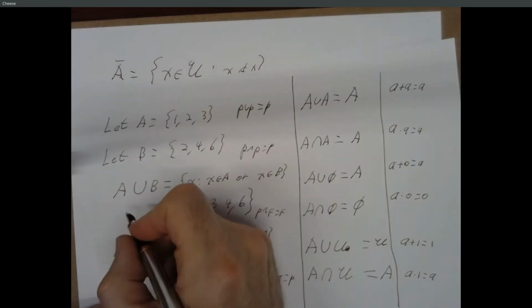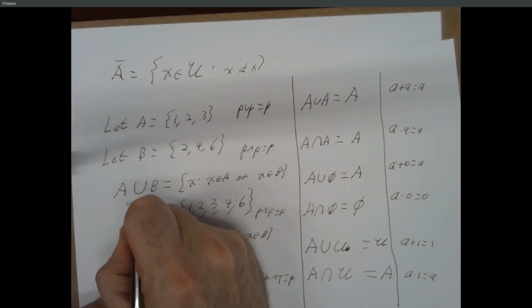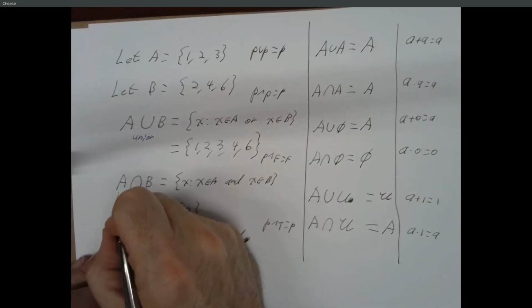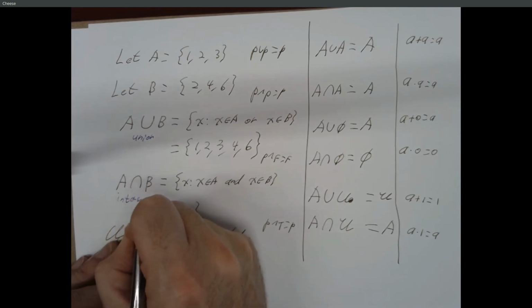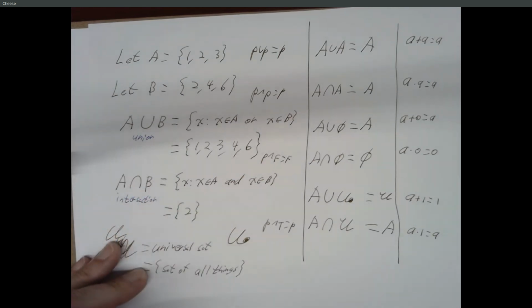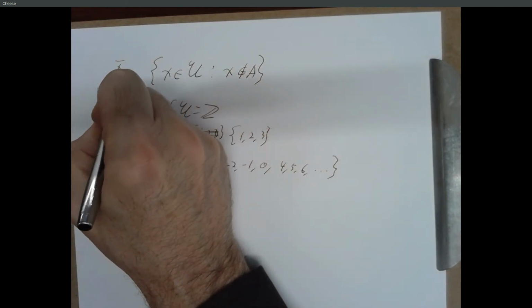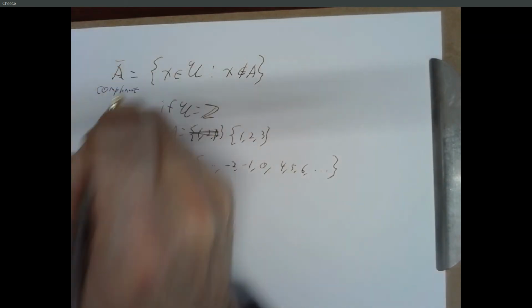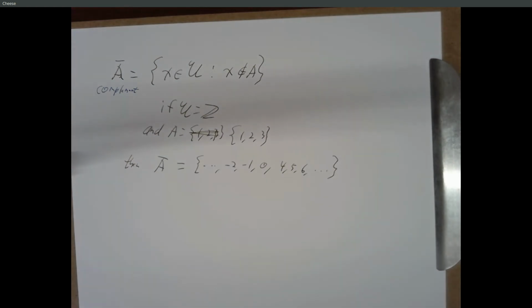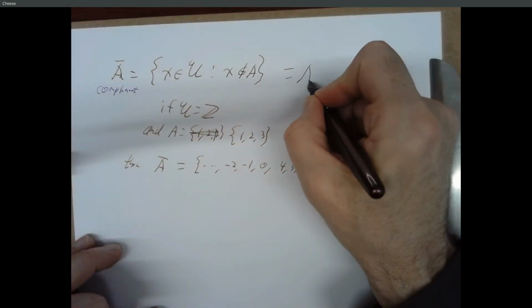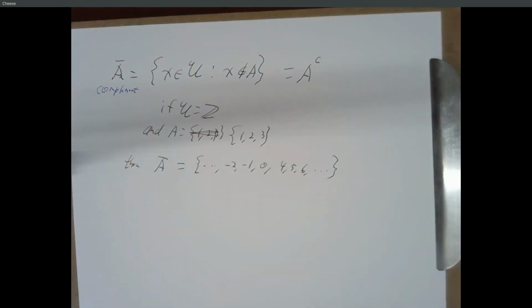So let me note this. This is the union. This is the intersection. And this is the complement. And sometimes this is written as A with a little c on the top. Just like in 250, sometimes we use a quotation mark instead of a bar, because it's easier to type that way.